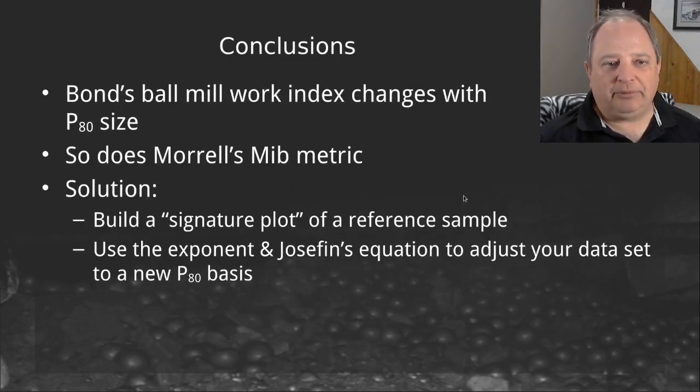So just to wrap up some conclusions, Bond's ball mill work index changes with P80 size. We've seen that. So does Morrell's MIB metric. In fact, it does more so than the Bond does. So the solution that we've applied here is to build a signature plot for a reference sample, and then you can use the exponents from that reference sample along with Josephine's equations to adjust whatever else you've got in your data set to a new P80 basis using the exponent that you pick off of your reference sample.